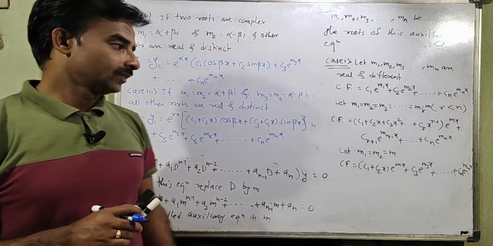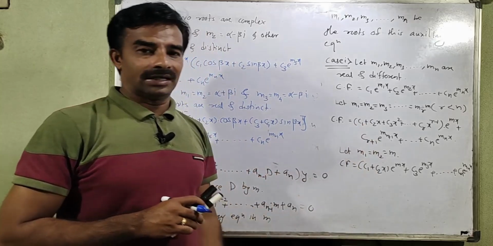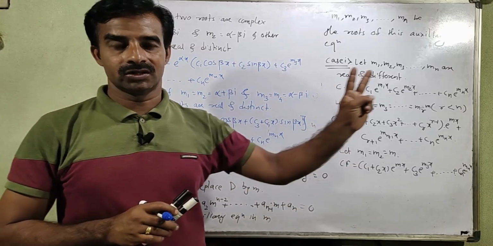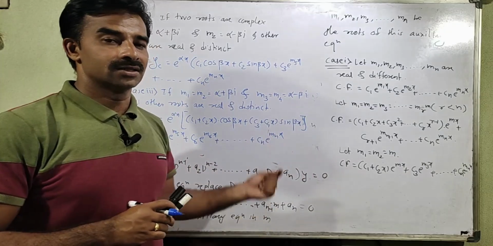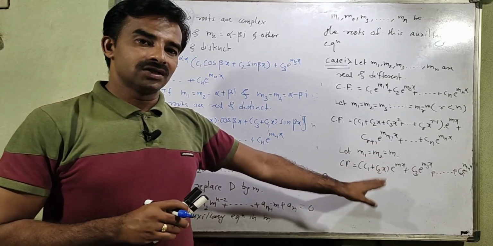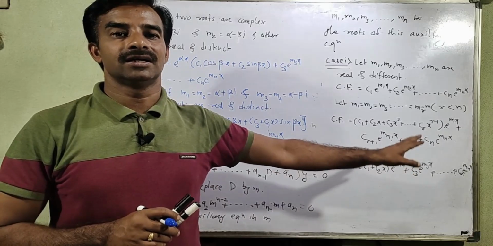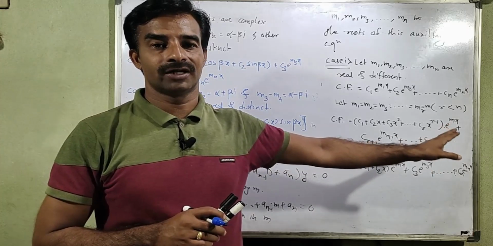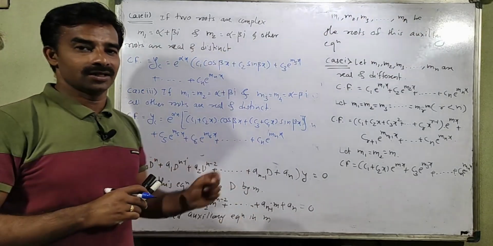And then we go through a particular condition where only two roots, that means m1 and m2, are equal to m, that means two roots are same. Then we get the complementary function as (c1 plus c2x) e raised to mx plus c3 e raised to m3x plus c4 e raised to m4x, and so on up to cn e raised to mnx.